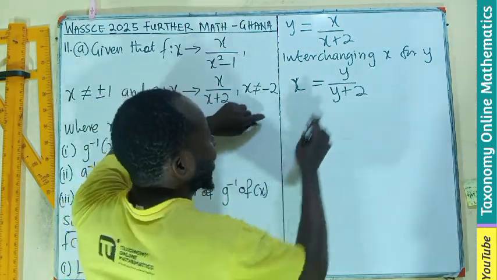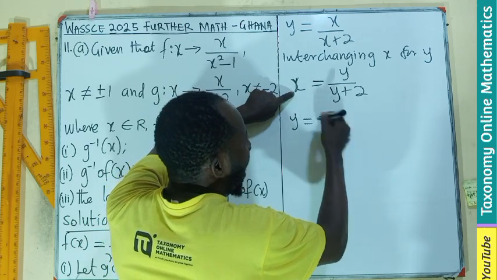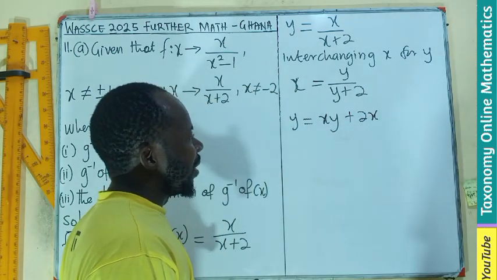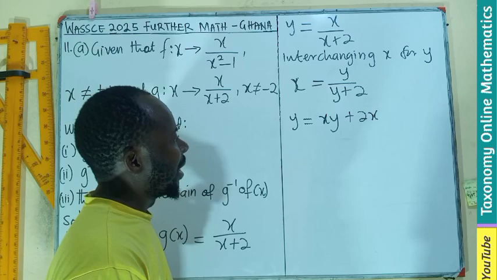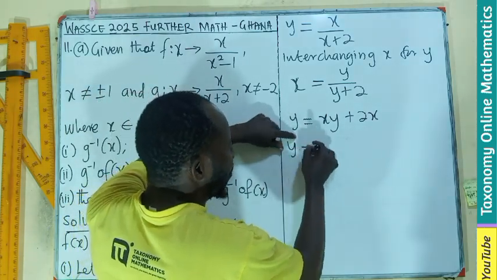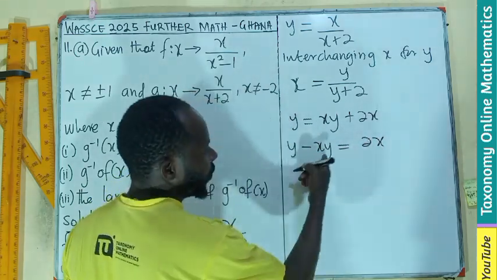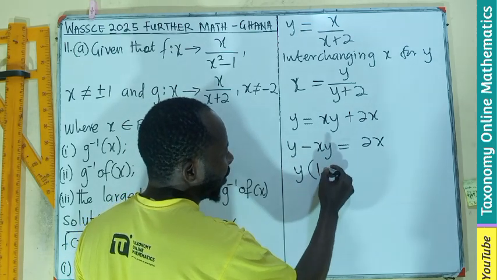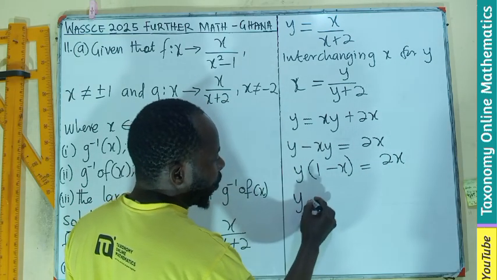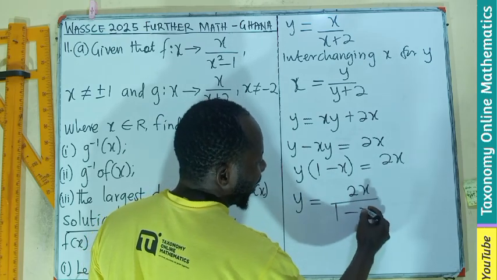So we cross multiply. That makes y equal to x times y, which is xy, x times 2, which is 2x. But it is y we want to make the subject. So let's bring this in here to have y minus xy equals 2x. If you factorize y out, you'll be left with y times 1 minus x equals 2x, but your y will now be equal to 2x divided by this coefficient, 1 minus x.